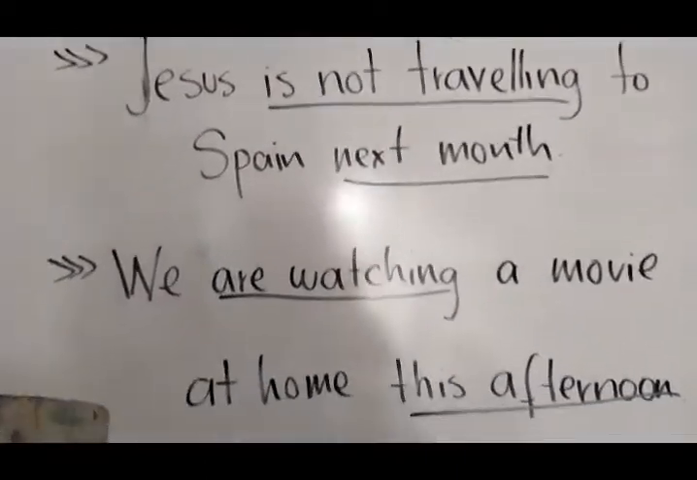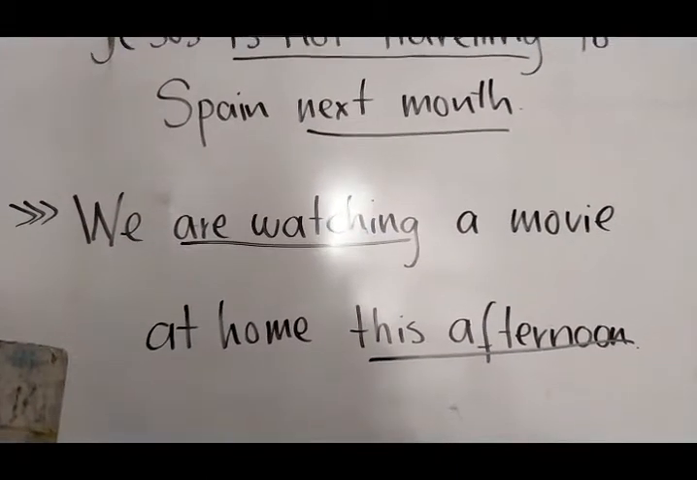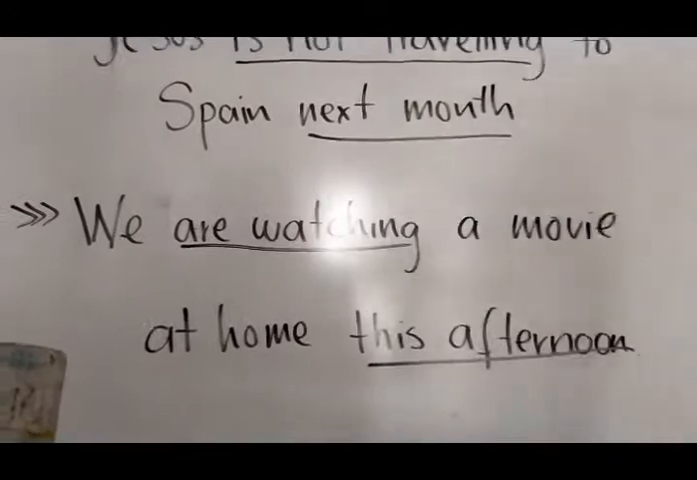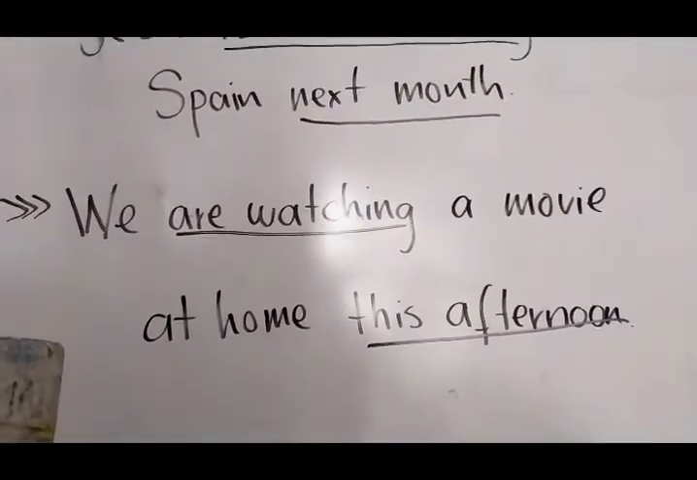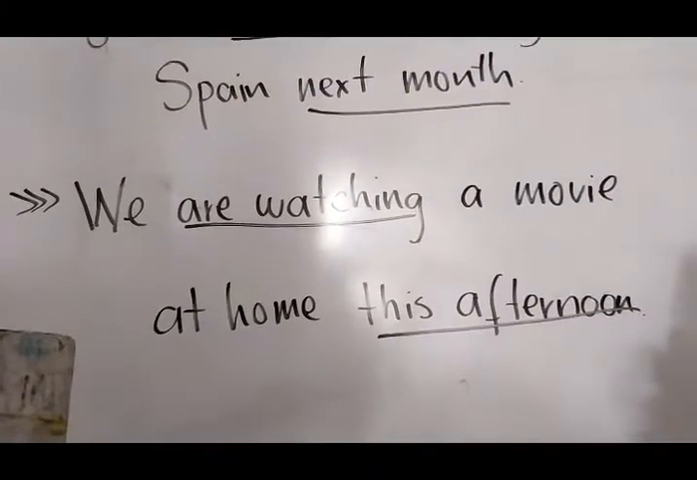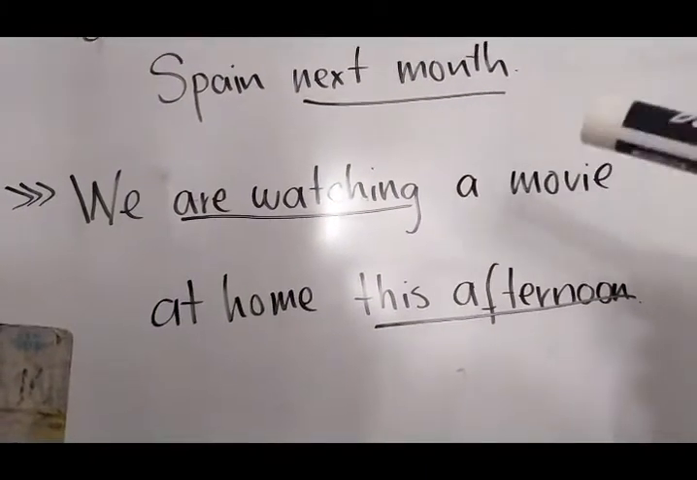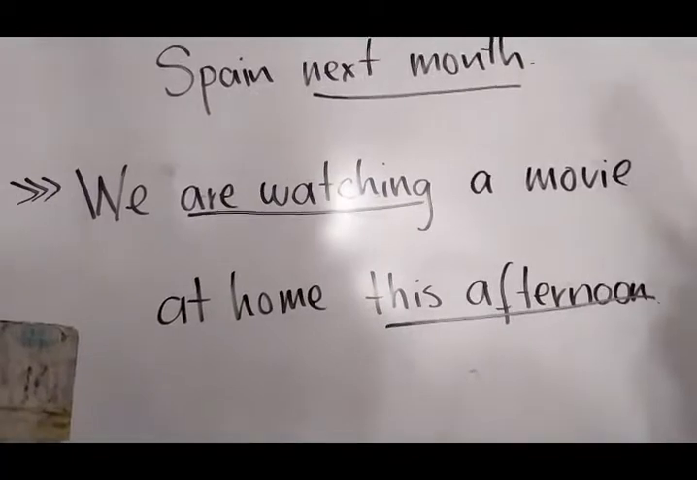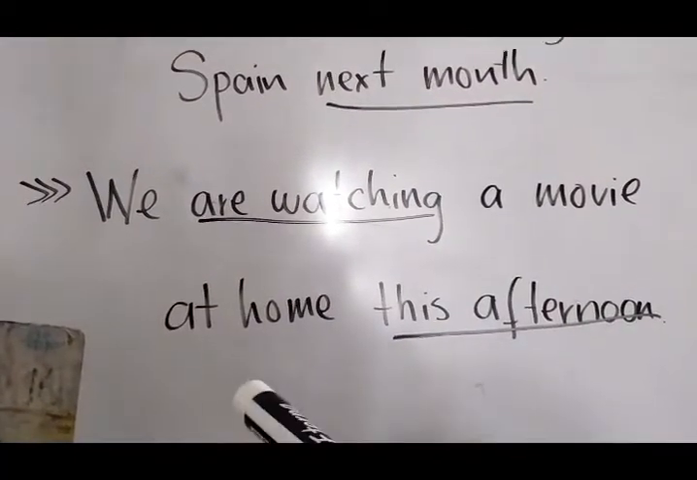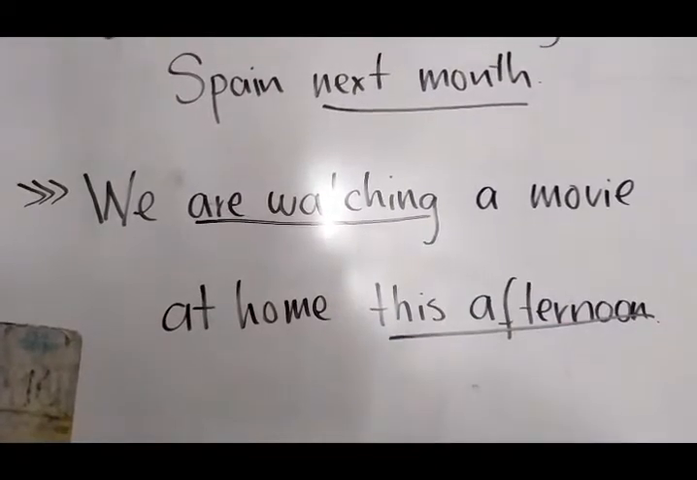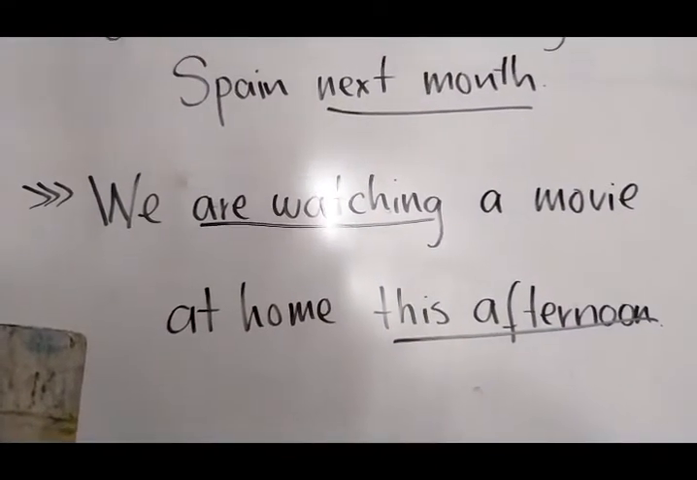Let's see another example. We are watching a movie at home this afternoon. Miren que en este caso, this afternoon, esta tarde, is a future. We are talking about the future, something that we are going to do in a near future. So, nosotros estamos viendo una película en la casa esta tarde. So, this is something for the future.